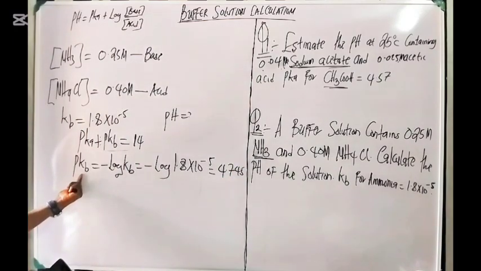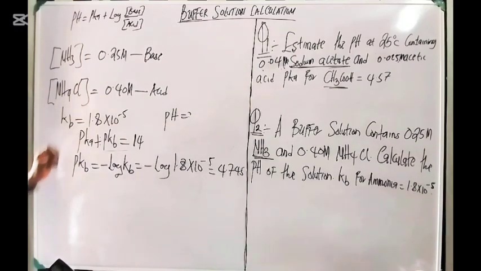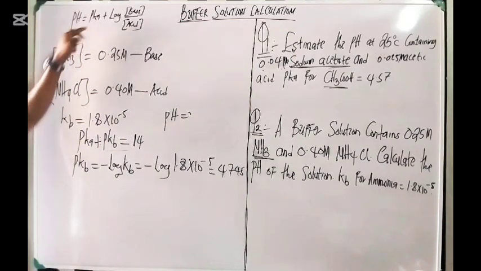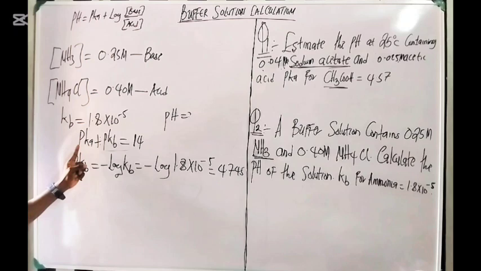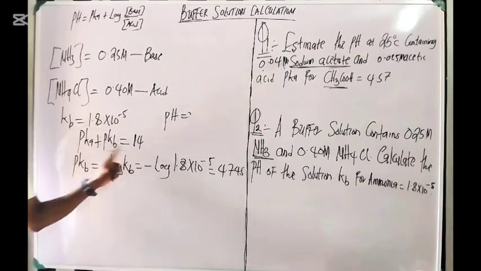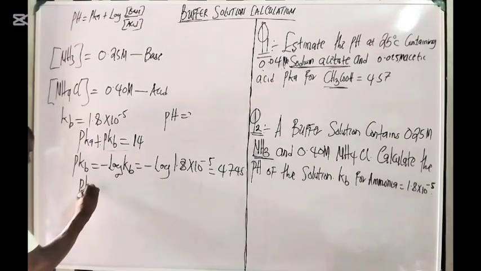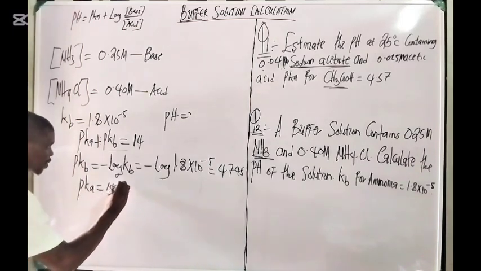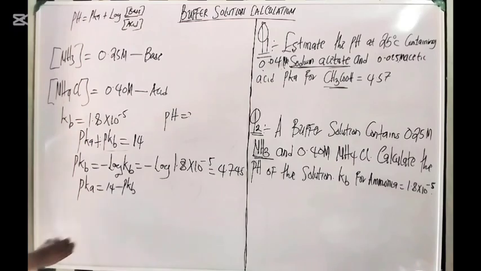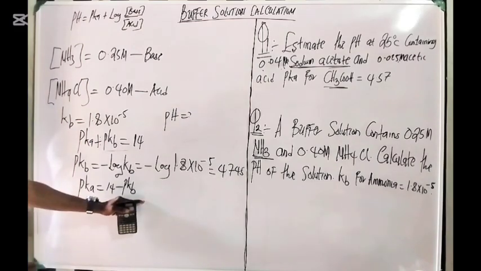But the goal here is that we need to get our pKa, right? From this formula here, if I make pKa the subject of the formula, it is going to be pKa equals 14 minus pKb. So we have pKa equals 14 minus pKb.